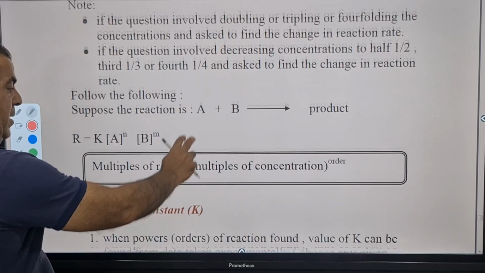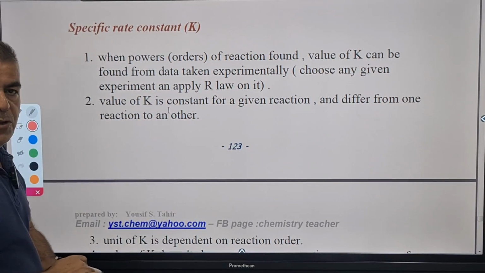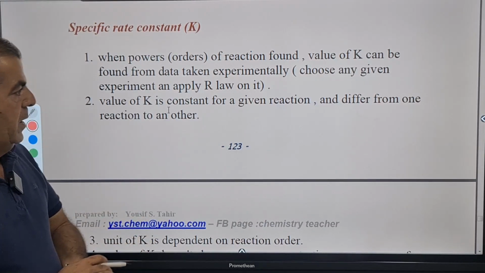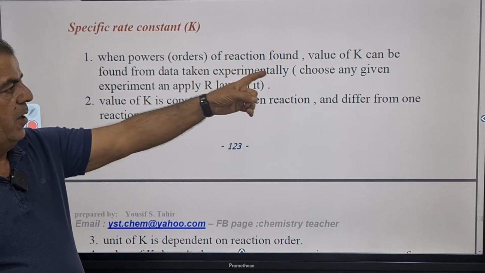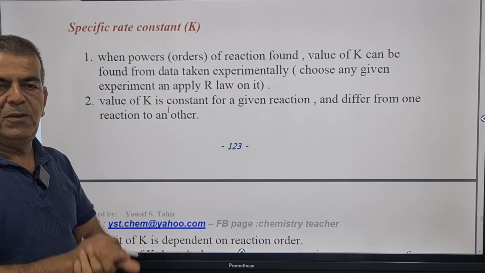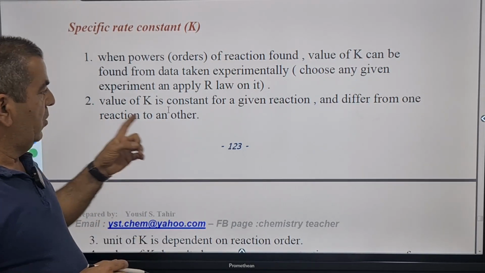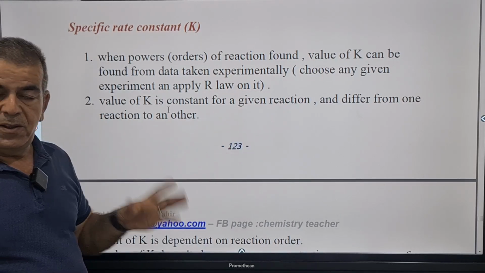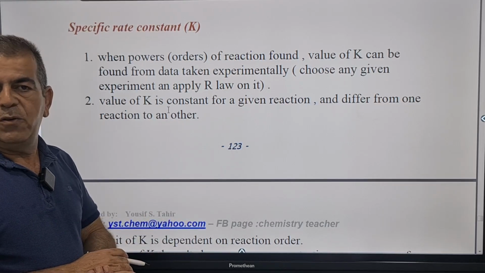unit of K? K in the beginning called specific rate constant or specific constant of rate law. Both are correct. So K, when powers or orders of reaction found, value of K can be found from an experiment, one experiment. So we have the concentrations, we have the rate, we can find the K value. Value of K is constant for a given reaction and differs for different reactions. When concentrations change, the value of K will not change.